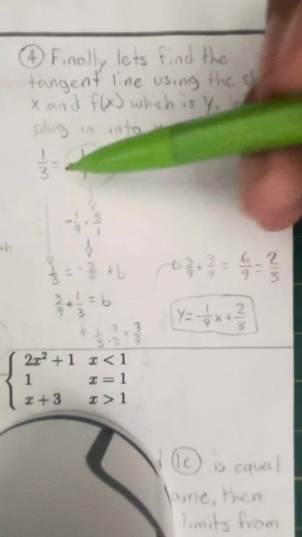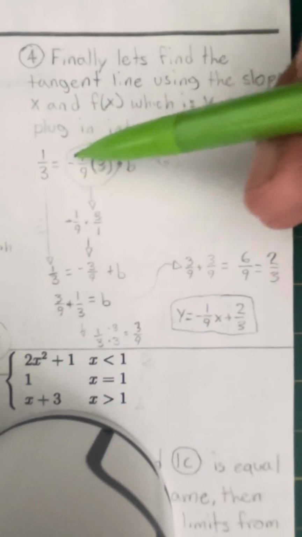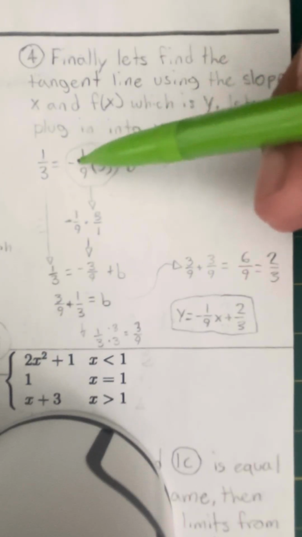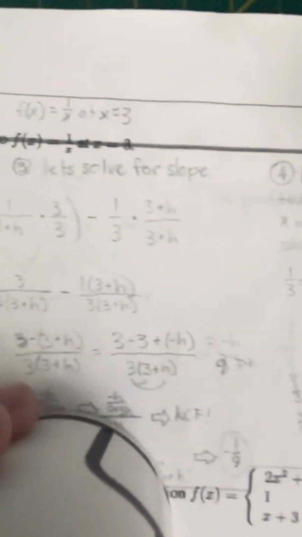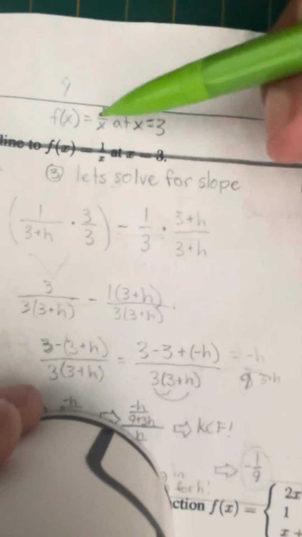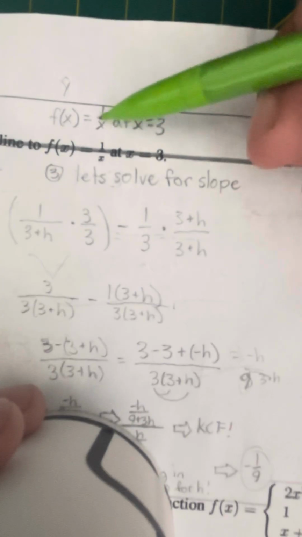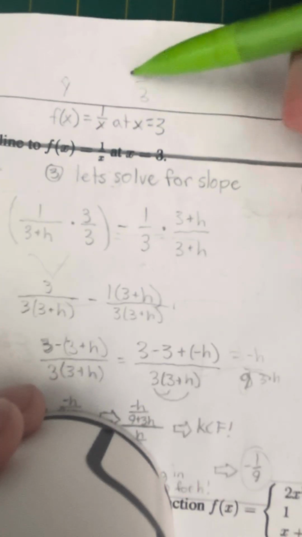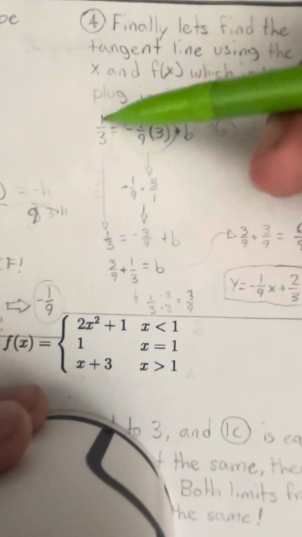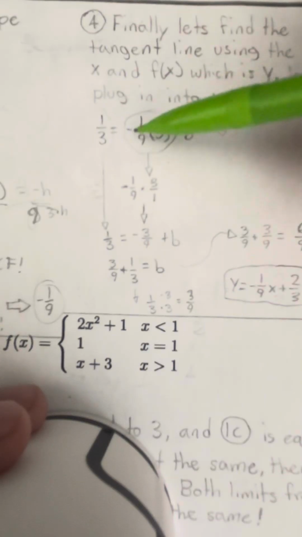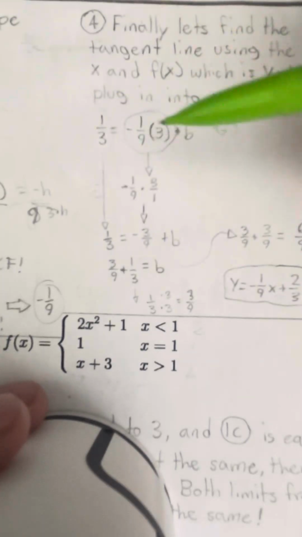So we could plug in everything else. So we got 1 over 3 equals negative 1 over 9 times... this is 1 over 3 because f of x is also y, but we have 1 over x. So what goes in x? Well, they gave us x. x equals 3. So y equals 1 over 3, right? So going back to our problem, 1 over 3 equals negative 1 over 9 times 3, because that's x, plus b. Then we just do some simple algebra, not that hard.